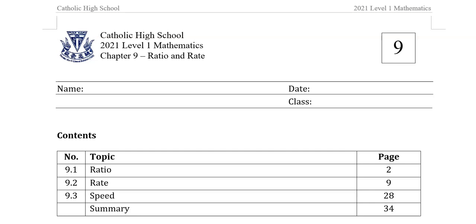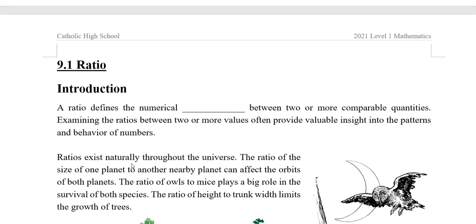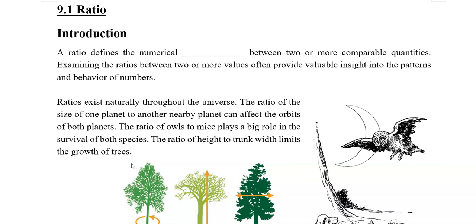We will cover ratio and rate. Some of these concepts in this chapter, you would have learned in your primary school. Whatever we are going to cover for this topic serves to extend the knowledge you have learned in your primary school. For a quick recap, on this introduction page, a ratio defines the numerical proportion between two or more comparable quantities.